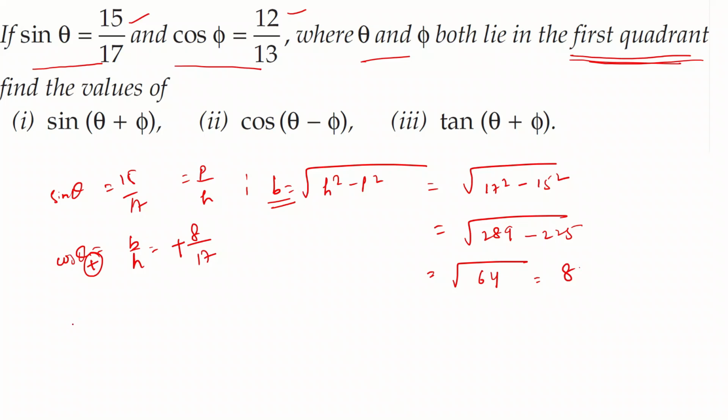Similarly, we are given that cos phi is 12 by 13. I leave it to you to quickly find out the value of sin phi and validate that it will actually turn out to be, I think, 5 by 13. Okay, just validate it.